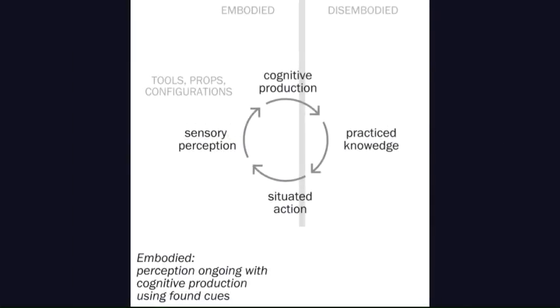The newer model, by contrast, has most of the action on the embodied side. Only practiced knowledge lies purely in the disembodied mind. That puts practice into the limelight, and if you have any skill that requires daily practice, that will probably appeal to you. The rest of the model relies on tools, props, and external configurations. Perception is ongoing, with cognitive production using found cues.